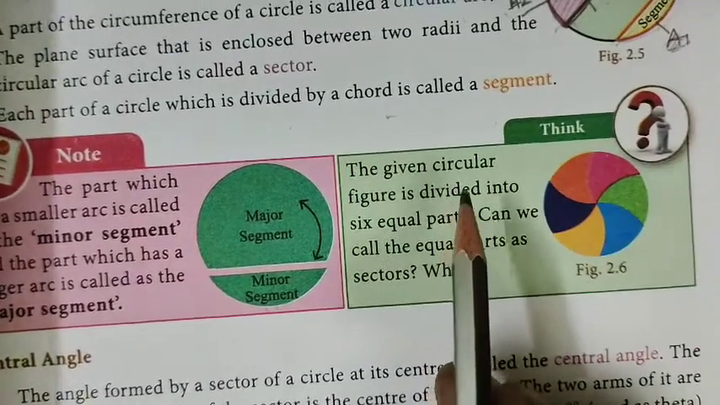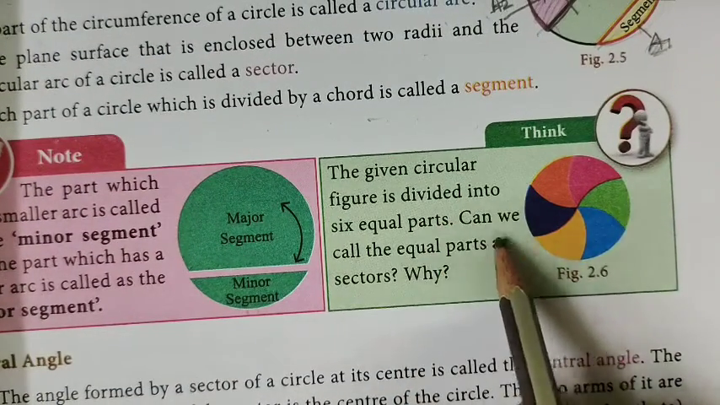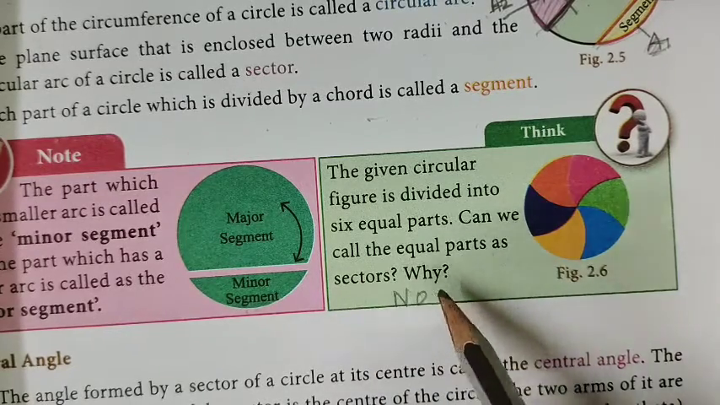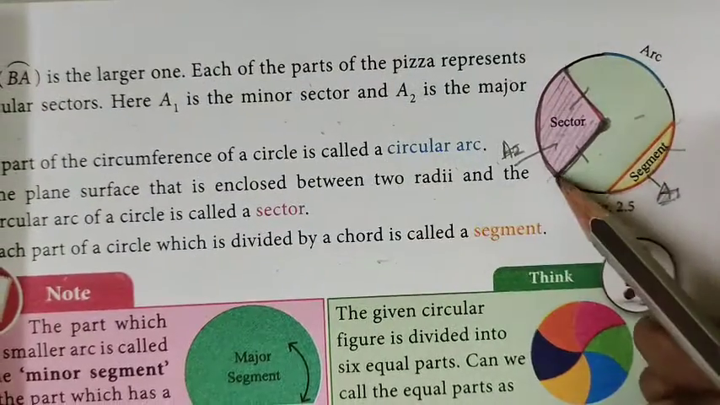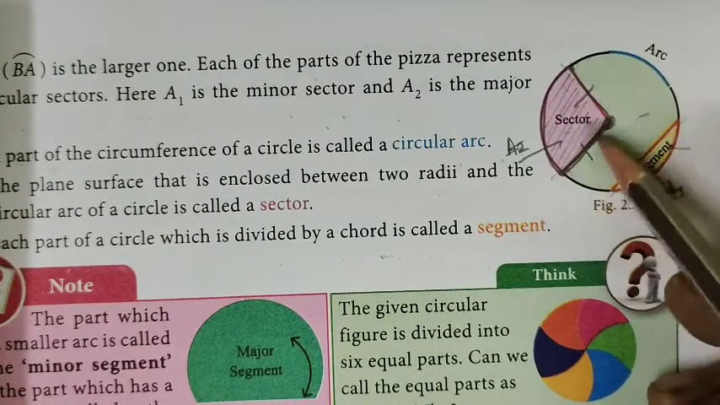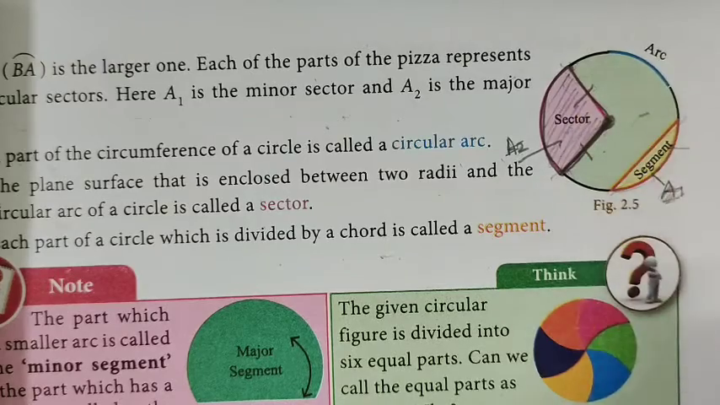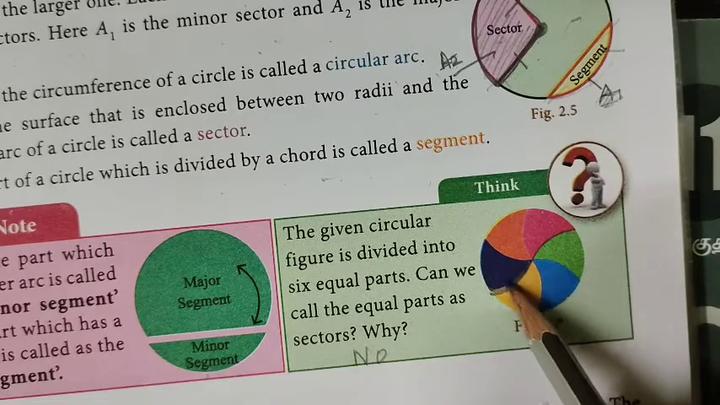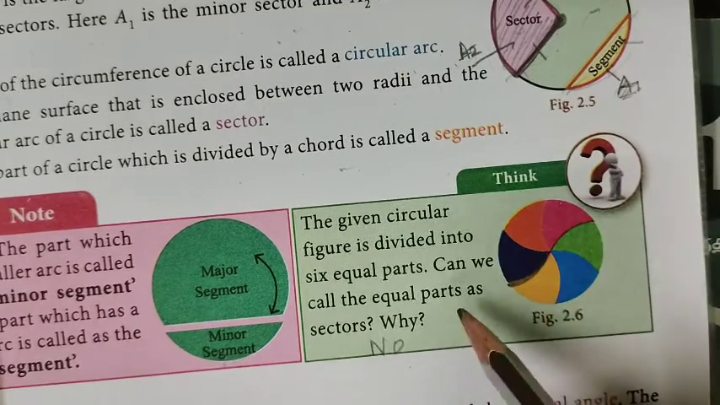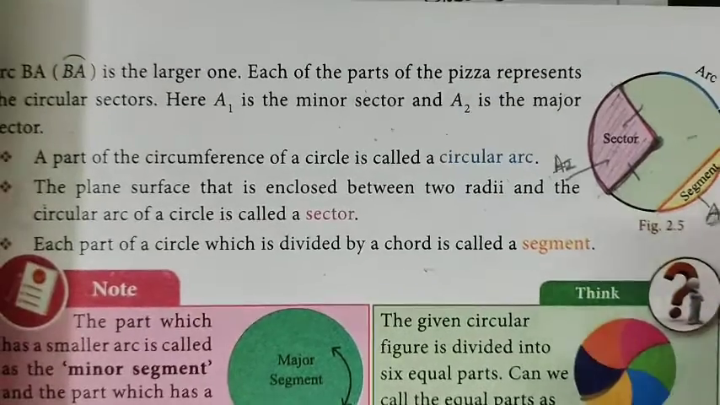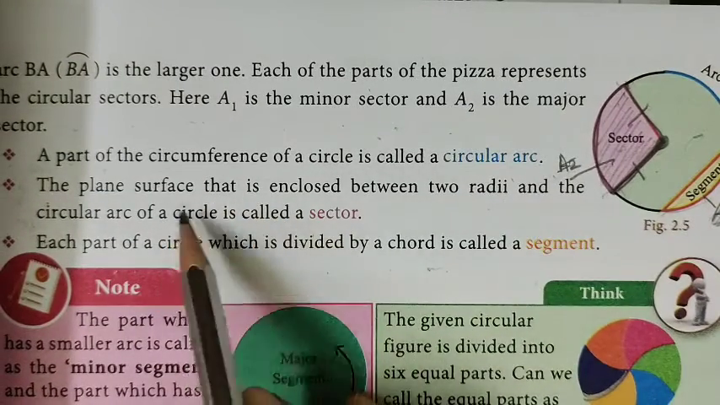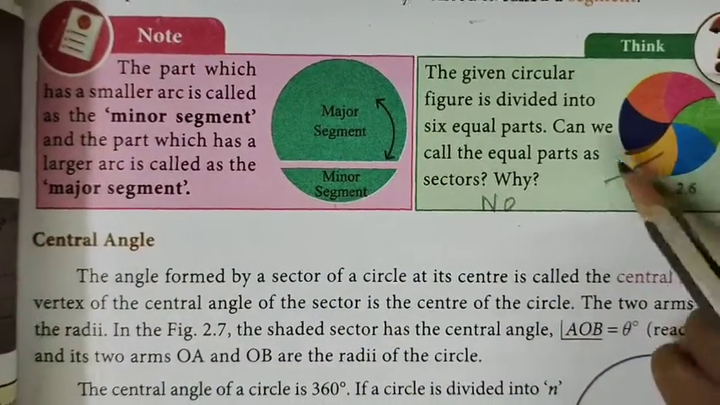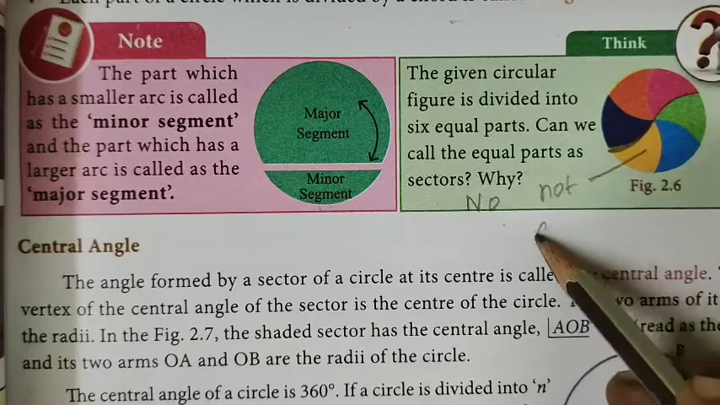The given circular figure is divided into 6 equal parts. Can we call the equal parts a sector? No, definitely not. For a sector, there must be two radii. The part that lies between these radii is called a sector. But here there is just a curved surface, so this is not a principle. This is not a sector.